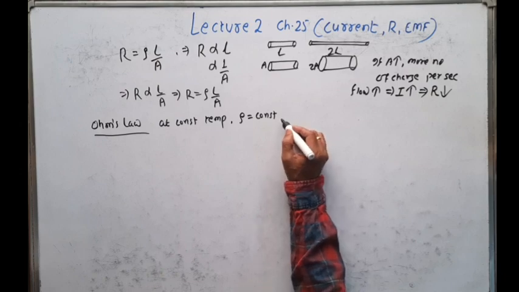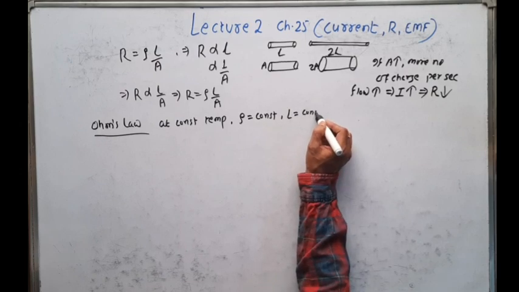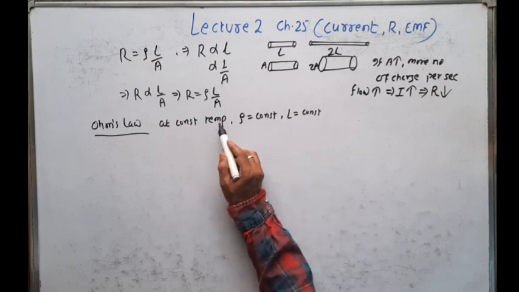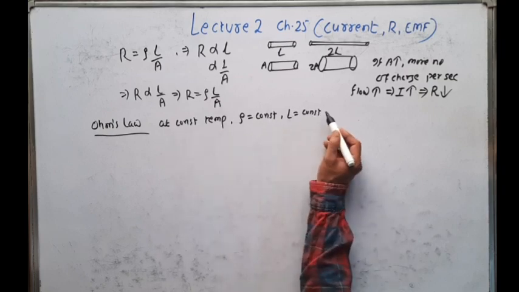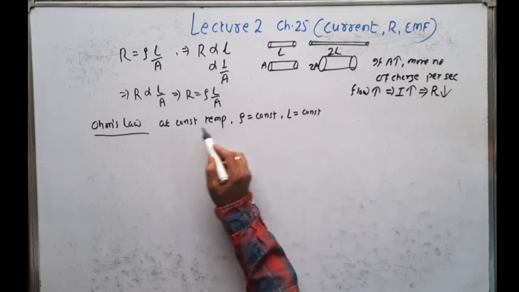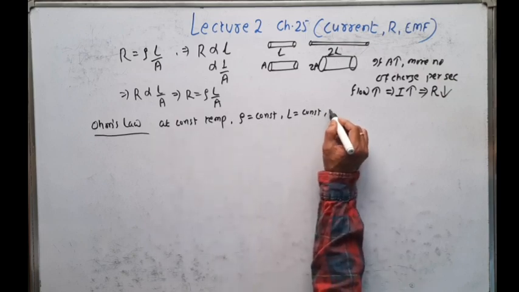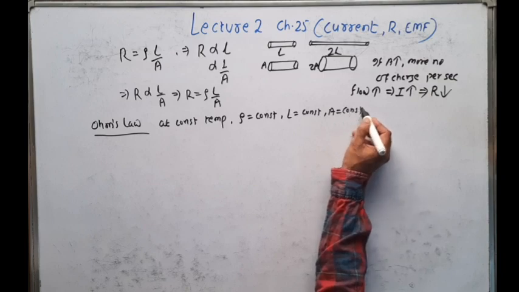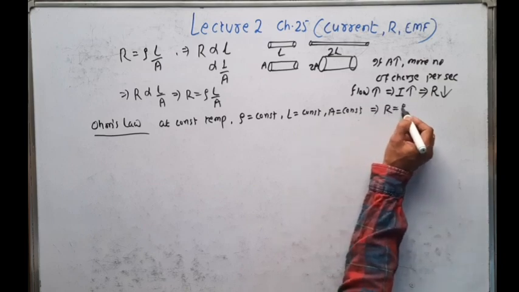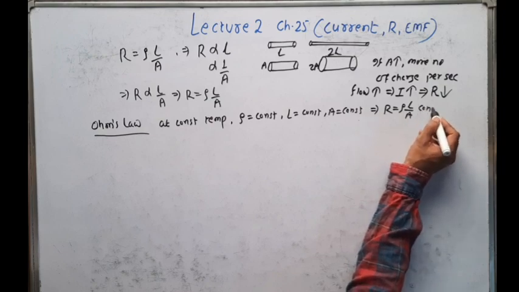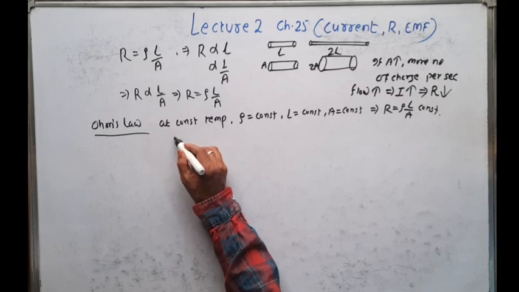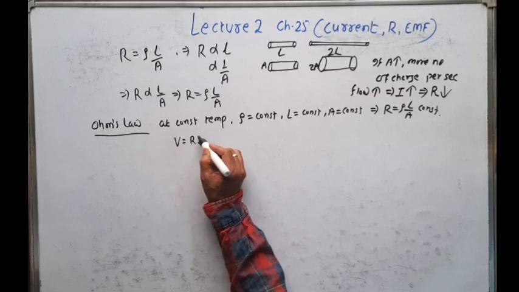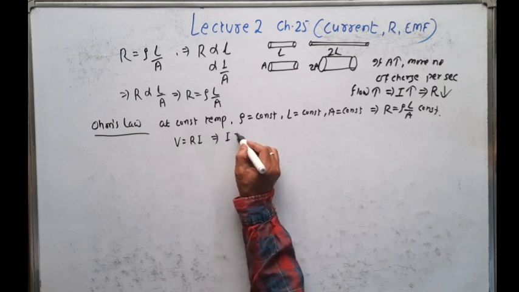So if rho is constant, L is constant, the length of the conductor is constant at constant temperature, because if you maintain temperature constant, length will remain constant. If temperature increases, it will expand, length will also increase. But at constant temperature, rho is constant, L is constant, area of cross section is also constant. That implies R is equal to rho L by A, that is constant. So if R is constant, we know the relation V is equal to R into I, or I is equal to V by R.